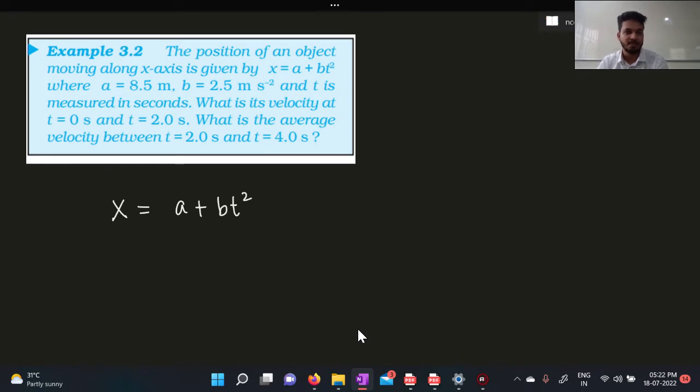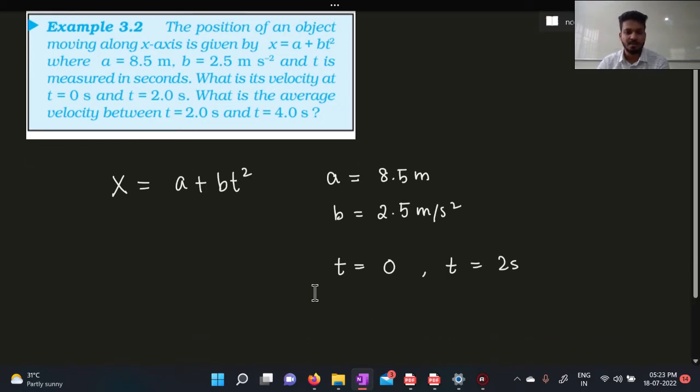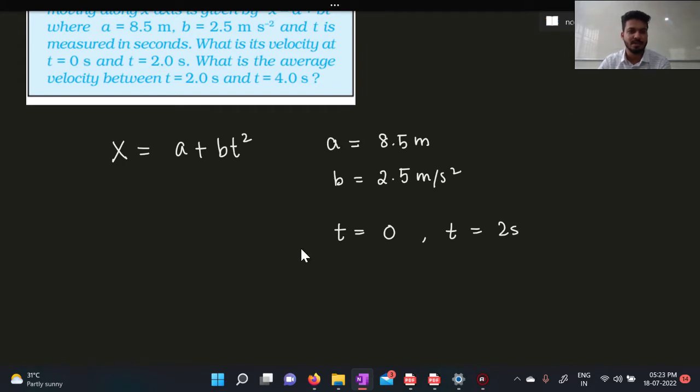Here a few of the quantities are given to us: the value of a is given as 8.5 meters, b is given as 2.5 meters per second square, and t is measured in seconds. So what is the velocity? They are asking the velocity at certain times: at t equal to 0 and at t equal to 2 seconds. So let's first figure out the velocities at these times, and then we will sort out the next part, which is asking about average velocity.